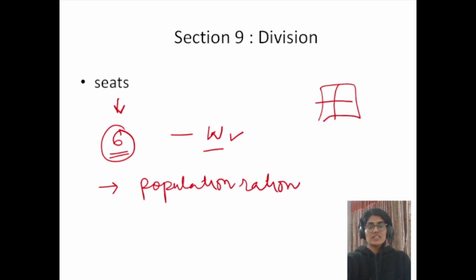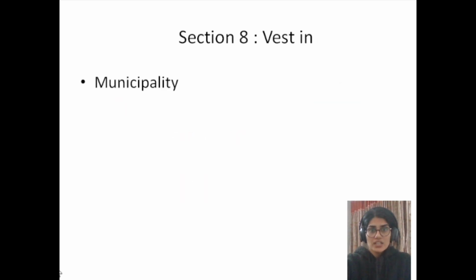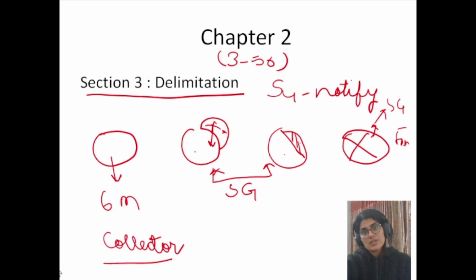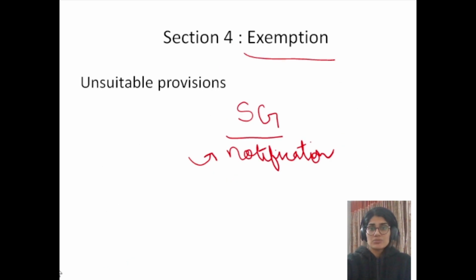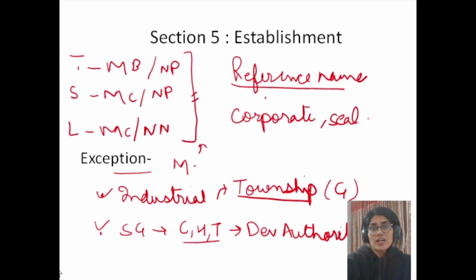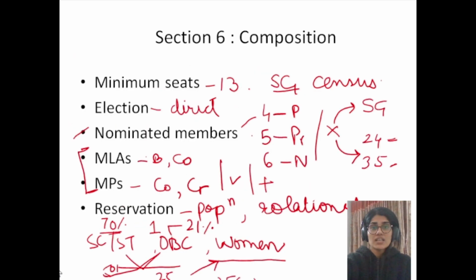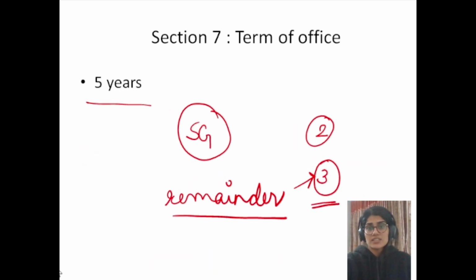So these were the 9 sections we have done today. Just have a relook. Section number 3 talks about the boundaries, that is delimitation. Section number 4 about the exemptions. The state government can do so. Section number 5 is about the establishment, that they are going to have a reference name, they are going to be a corporate body, and they are going to have their own seal. Section number 6 is about the composition, who can be the members, about nominated members, MLAs, MPs, and what the reservations are. Section 7 is about the term, that is 5 years, otherwise the remainder if dissolved.